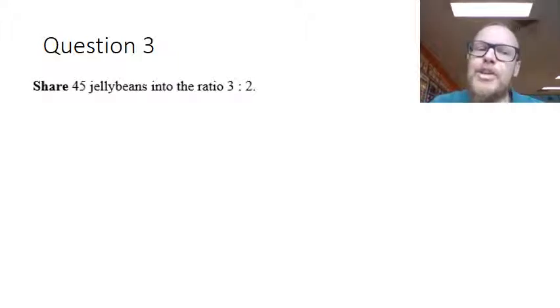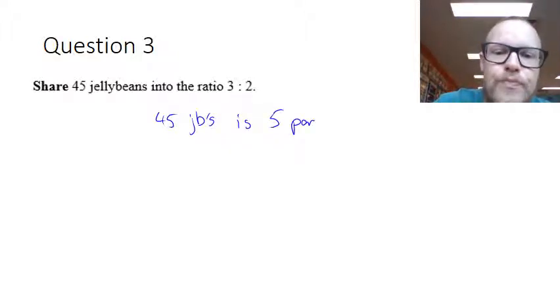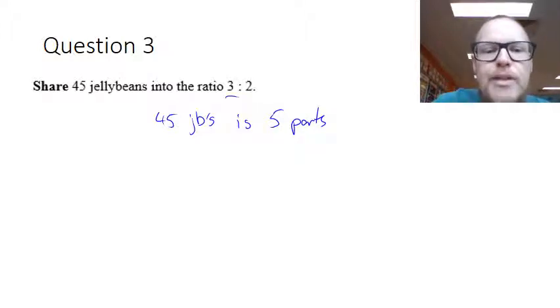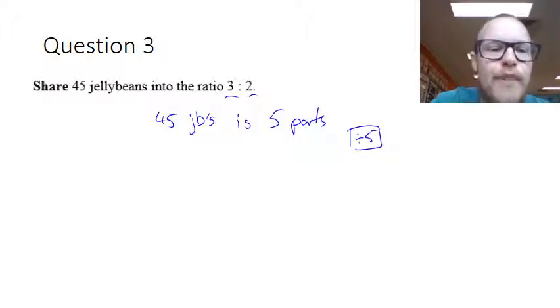Question 3, I'm asked to share 45 jelly beans into the ratio of 3 to 2. So my first statement I need to make is that 45 jelly beans, JBs, is 5 parts. Because there's 3 parts plus the 2 parts, that's 5 parts in total. So if I divide both parts of this ratio by 5, I get that 9 jelly beans is 1 part.